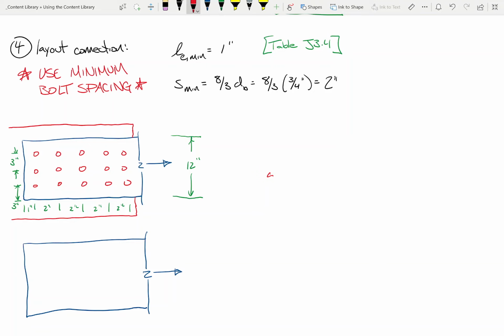Now, here's another option. Let's do 1, 2, 3. Let's do that. All right, so let's lay this out. Okay. We'll do one, two, two, two, two, one.